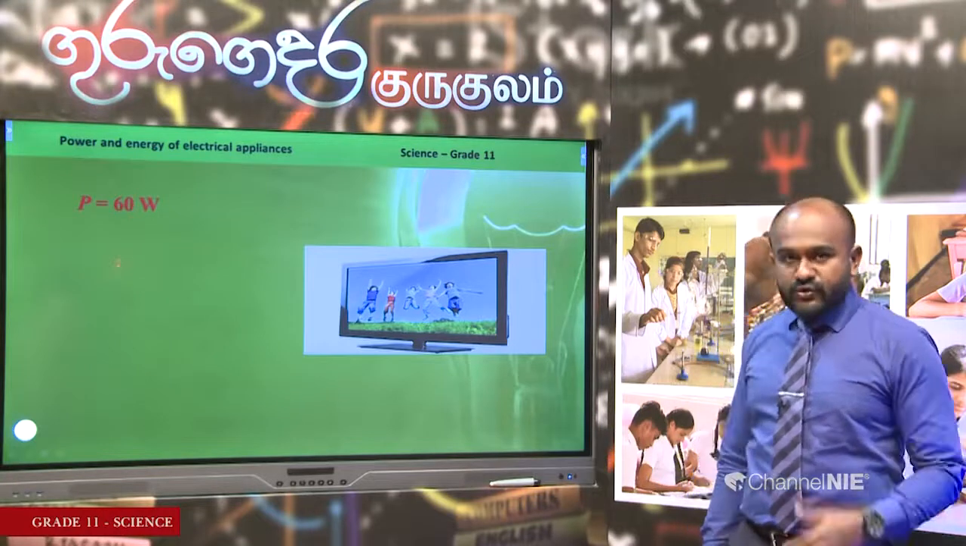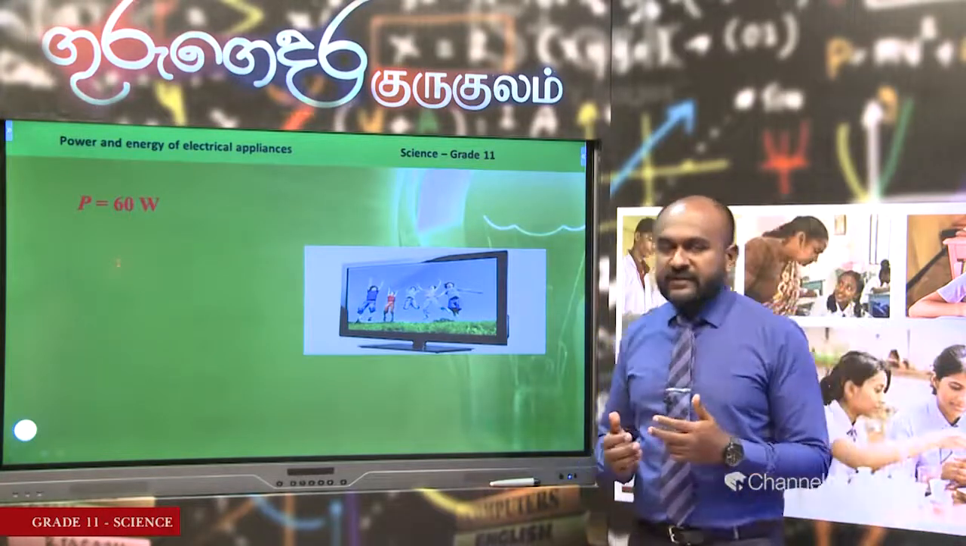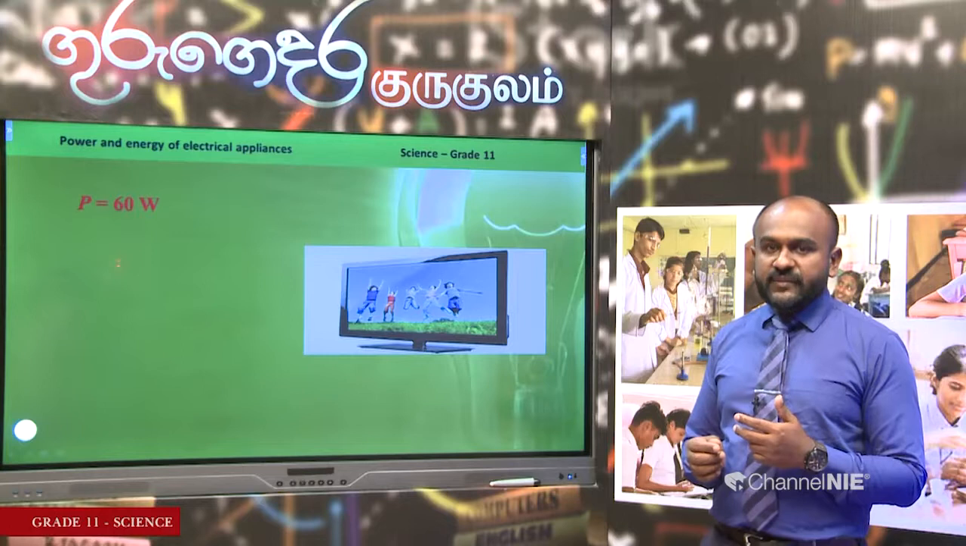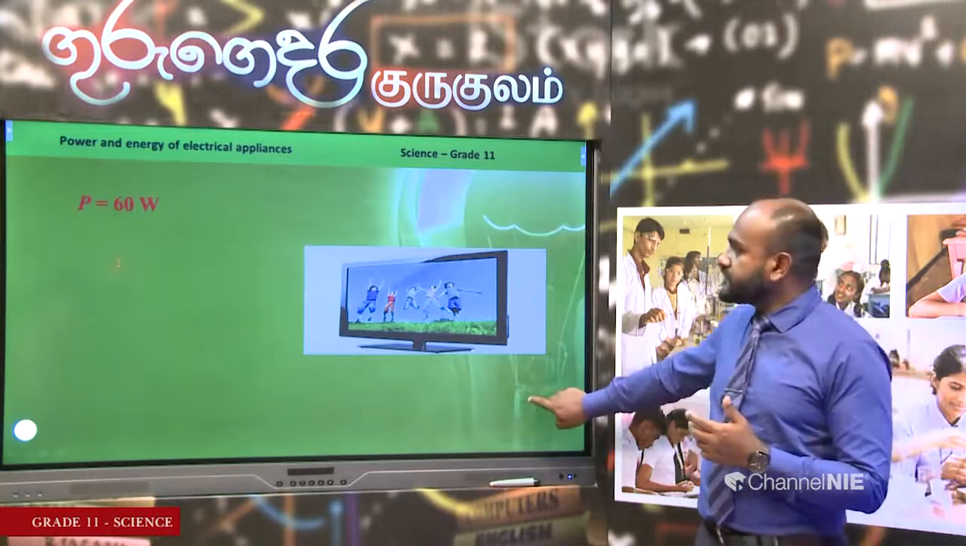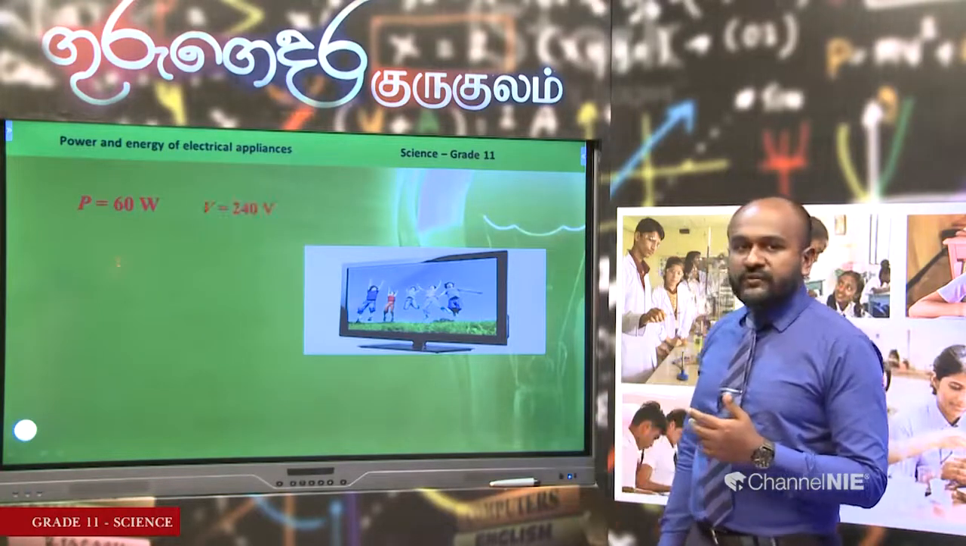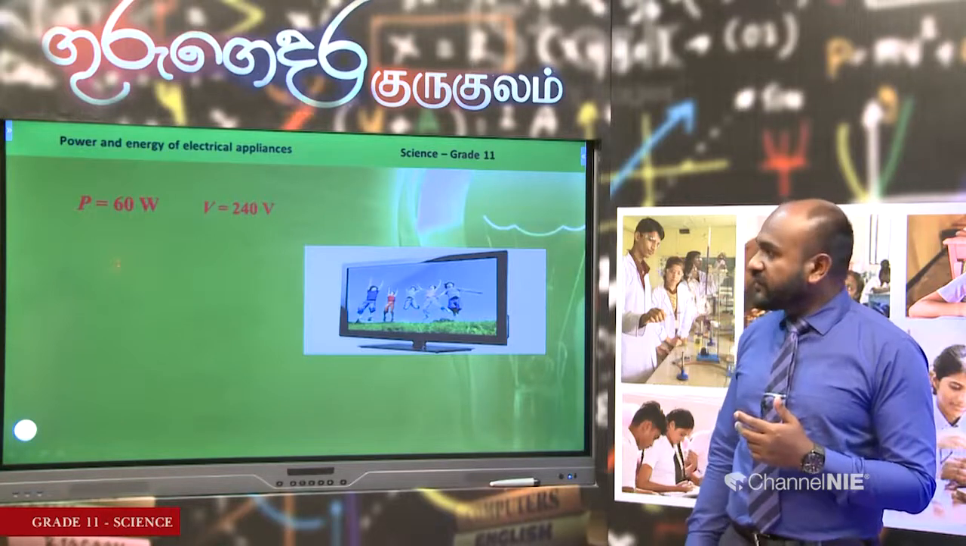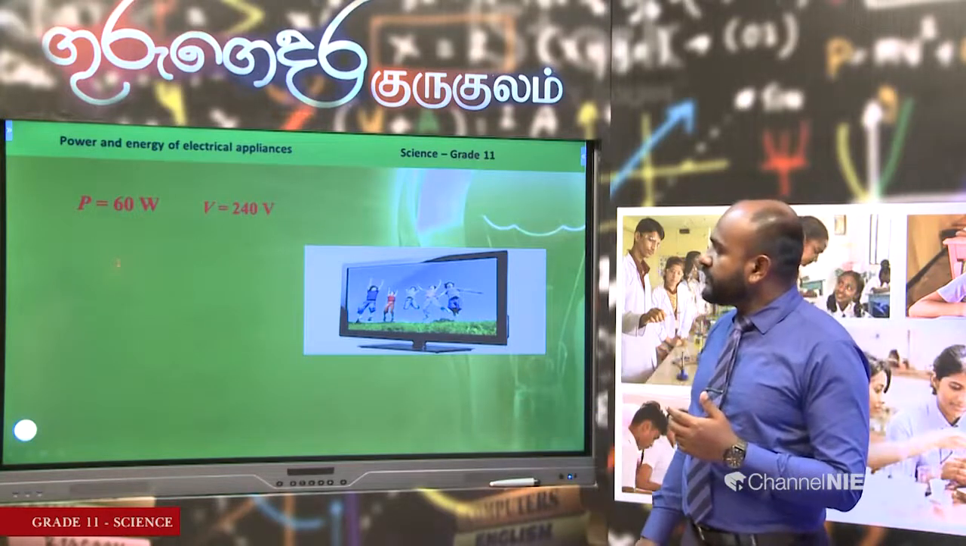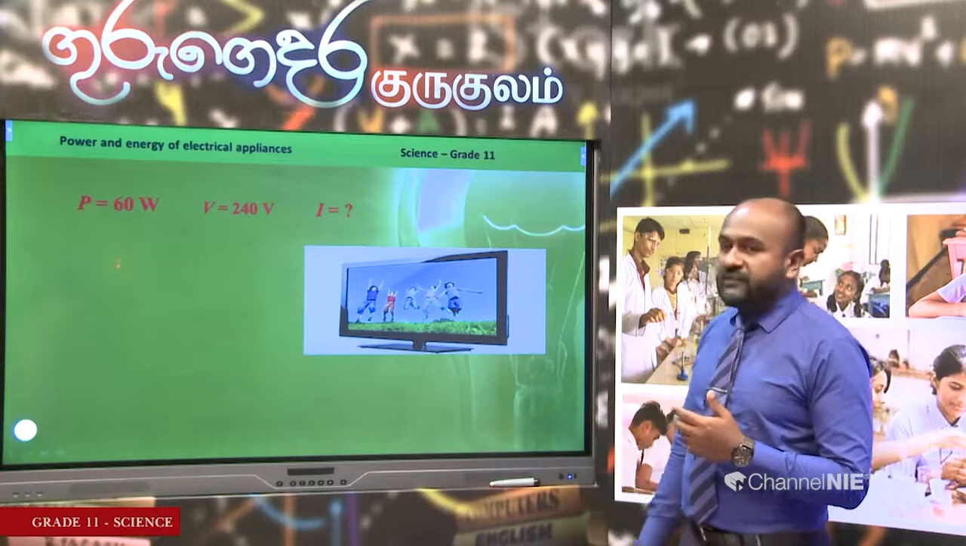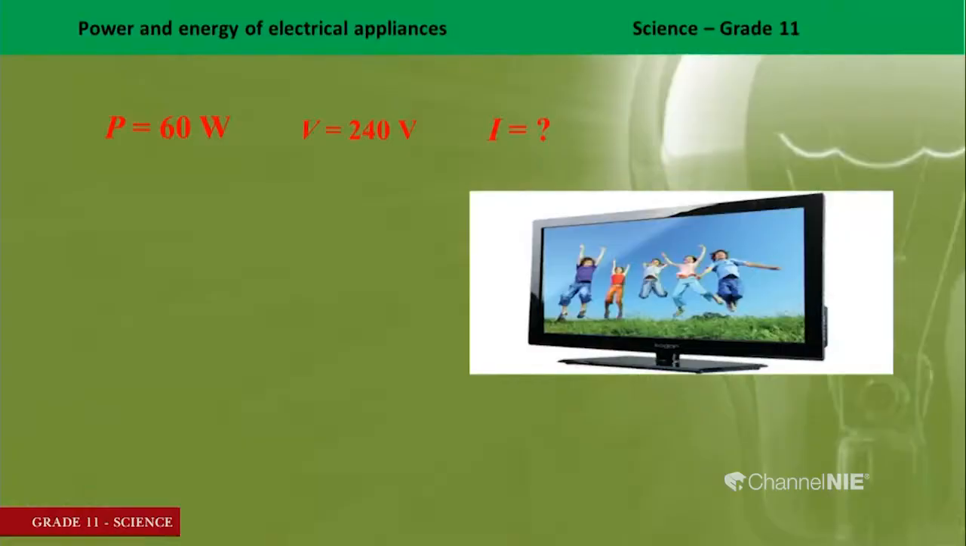Yeah. So, as usual, we write the quantities given. We know the power of the appliance, which is 60 watt. We know the voltage, which is 240 volts, and we are asked to find the current. What is the formula connecting these 3 quantities? P equals VI. We write the formula and we substitute.